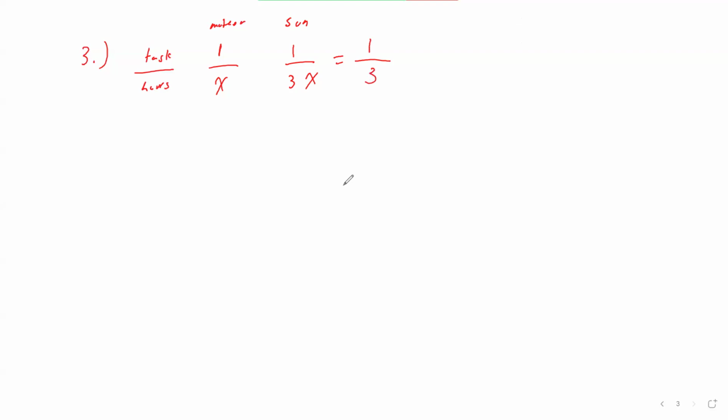How long would it take each of them working alone? All right, so here's our equation. And now I'm just going to figure out the least common denominator once again. So I have x, 3x, and a 3. This is just an x. This is 3 times x, and this is 3. So I share an x, and I share a 3. So my least common denominator here is 3 times x.